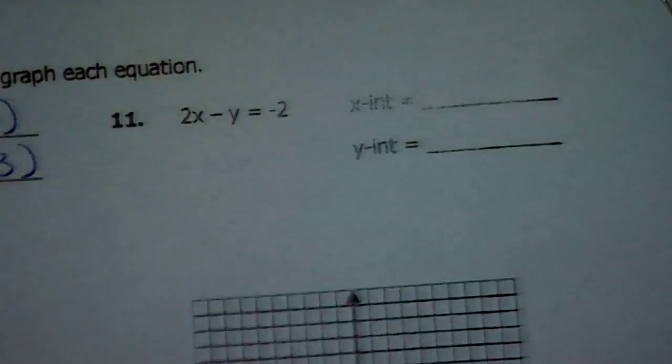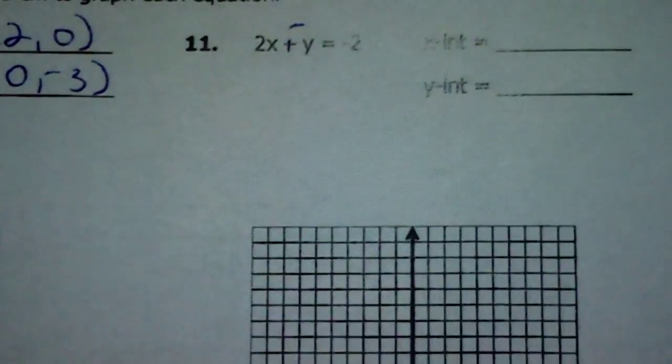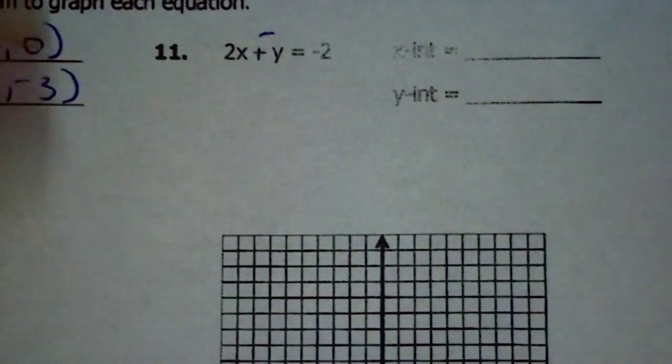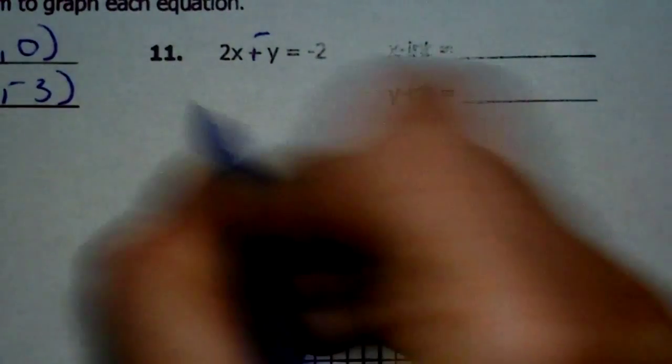All right, moving along. Next one, same kind of thing. This is already written in standard form for you. So I want to know, I guess first we'll find the x-intercept. So when y is 0, I'm left with 2x equals negative 2.